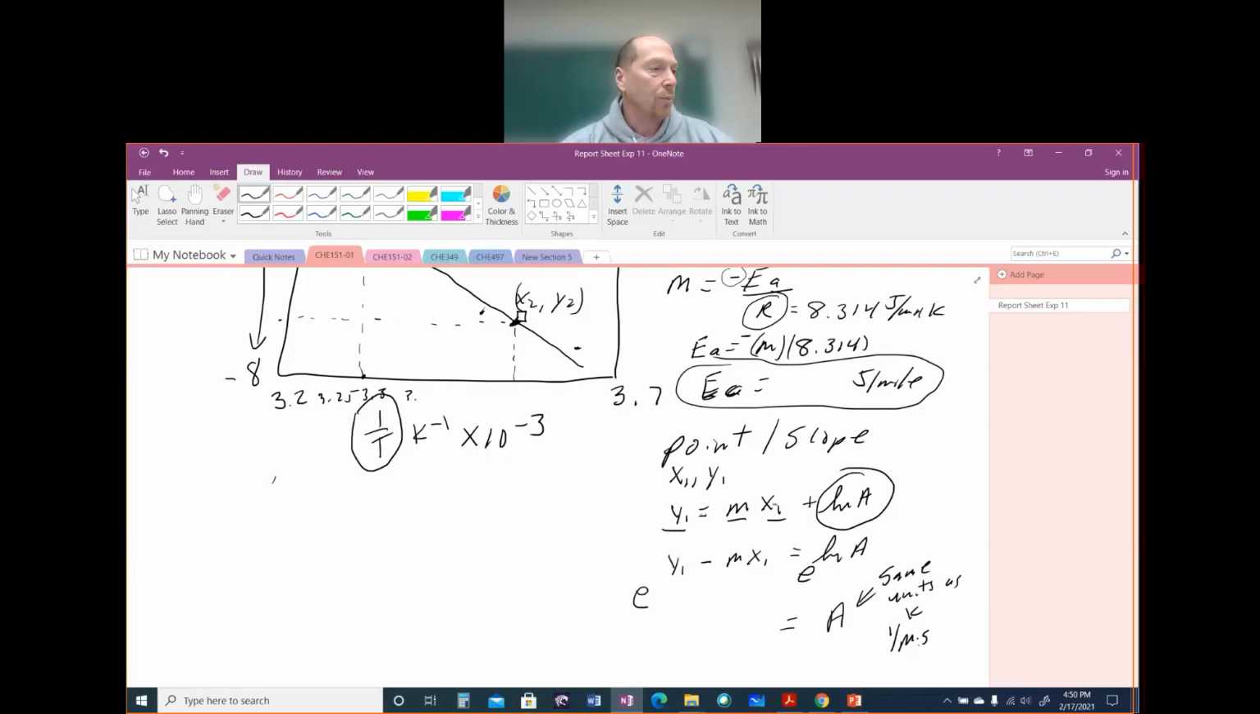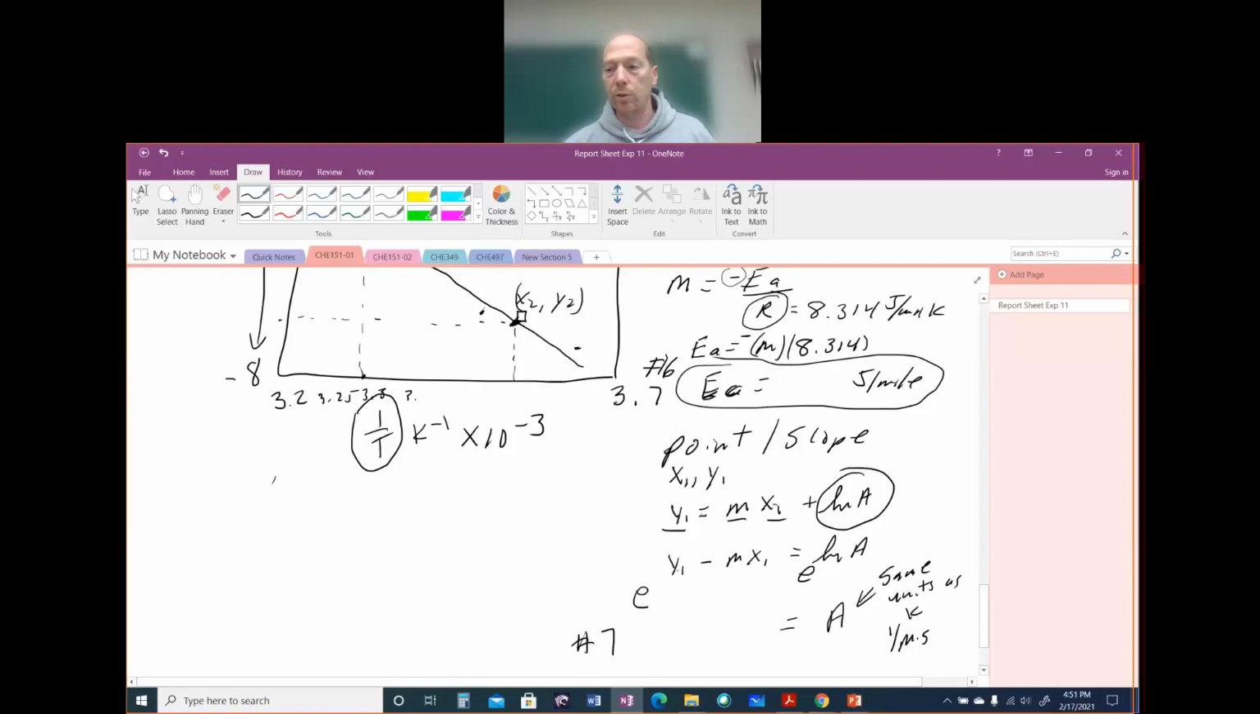All right, so that is how you get your Arrhenius frequency factor. All right, slope, y-intercept, that's the y-intercept. All right, so then that is it. So then you write on number 6 your answer. All right, so your answer here goes on number 6 on your report sheet. Your answer here goes to number 7 on your report sheet. Make sure you put in the units. And that is how you do the report sheet for experiment 11.